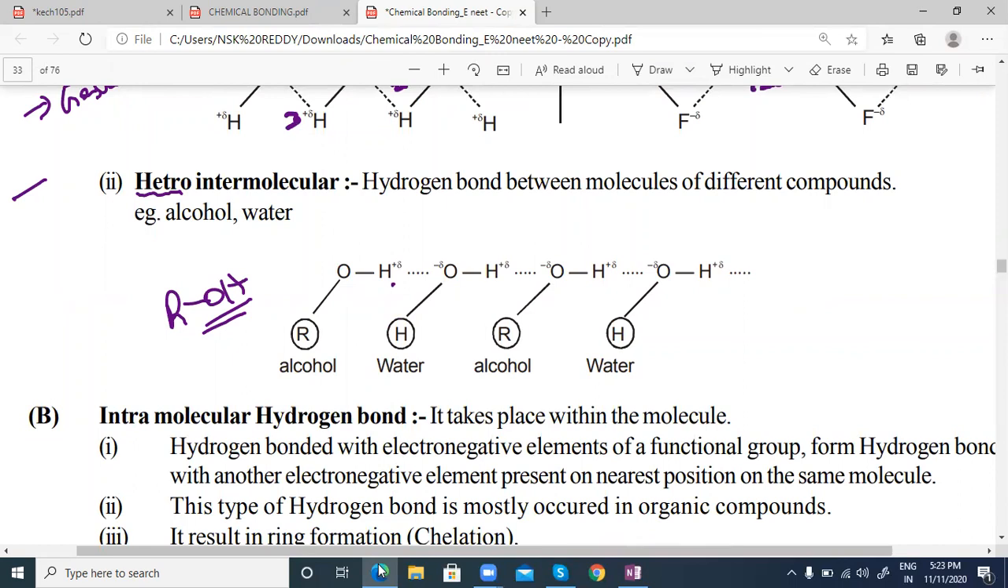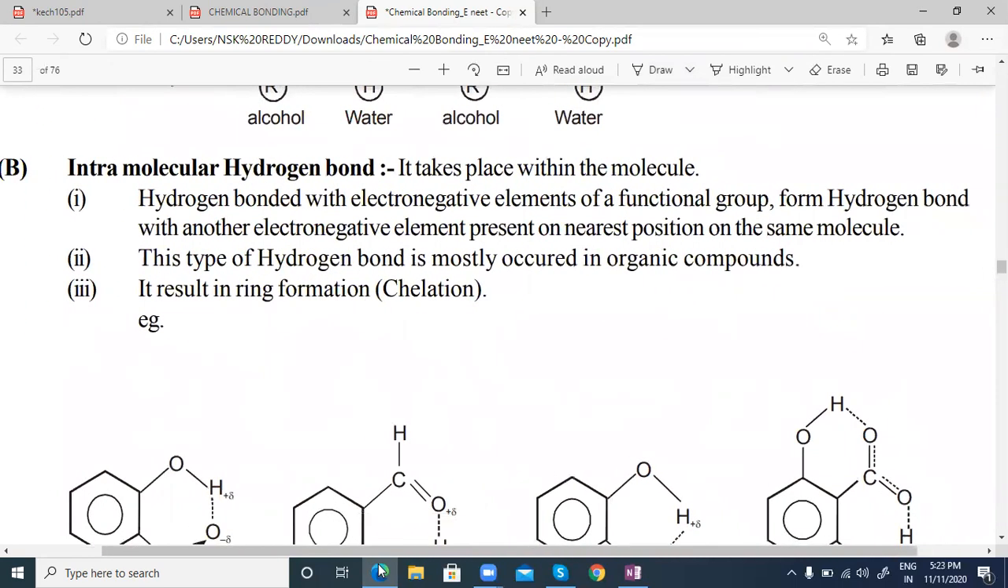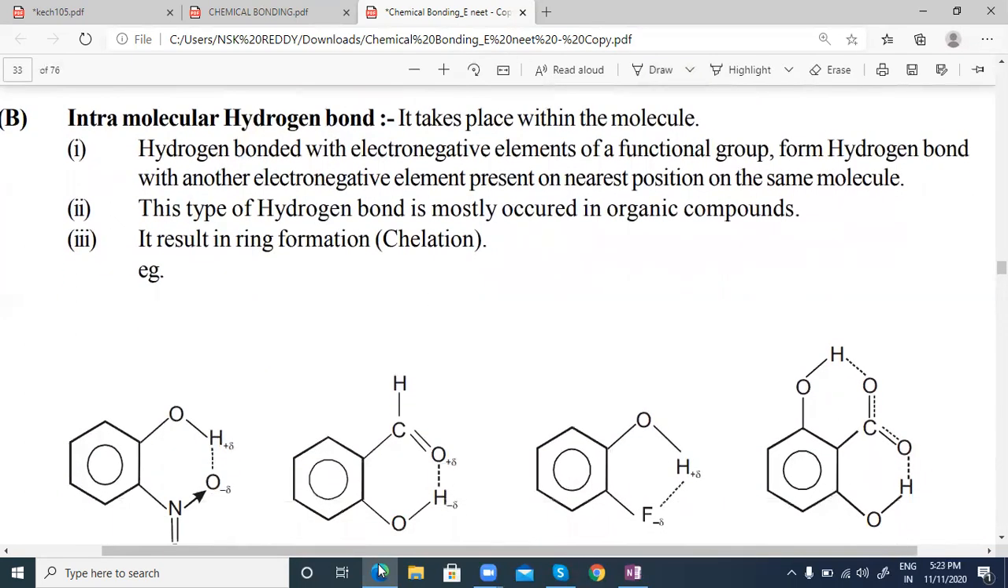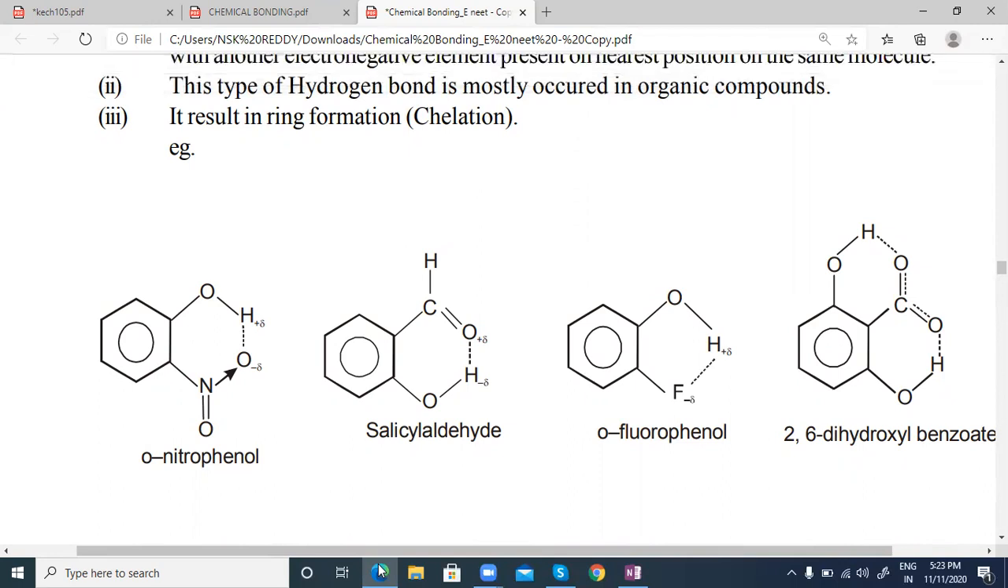Then intramolecular hydrogen bonding, we already discussed that one. If you want, you can see the definition they provided here: it takes place within the molecule. That is what we call intramolecular. Orthonitrophenol and salicylaldehyde are examples; within the molecule they form hydrogen bonding. That's what we call intramolecular hydrogen bonding.